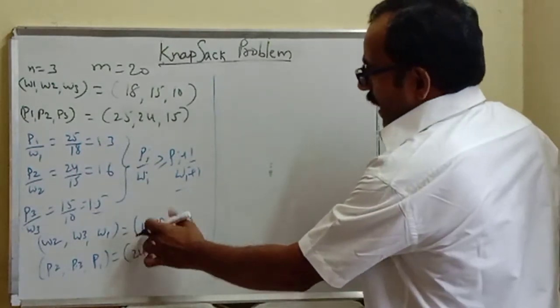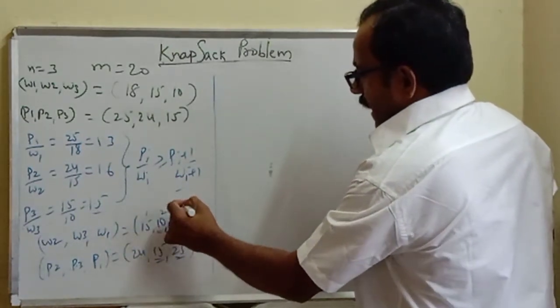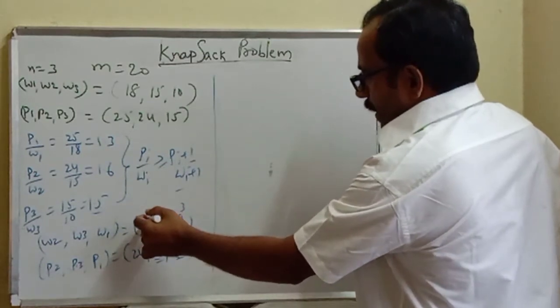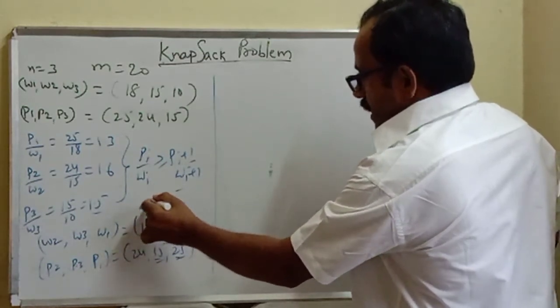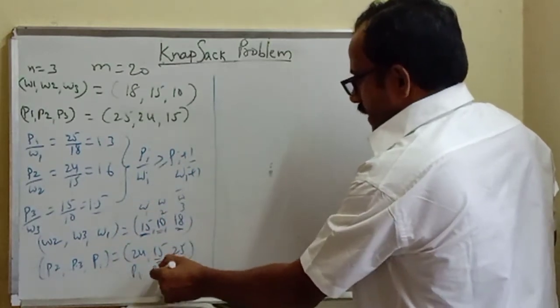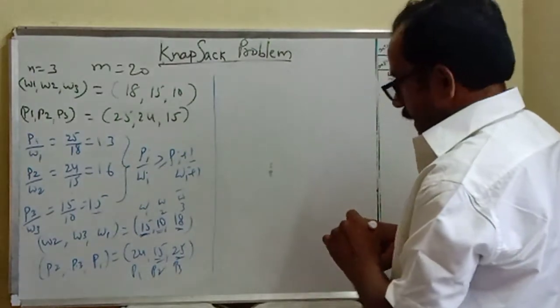Now make it as first item, second item, third item. So this is for now. After arranging all the items, this is becoming W1, W2, W3. This is becoming W1. This is becoming W2. This is becoming W3. This is P1. This is P2. This is P3.